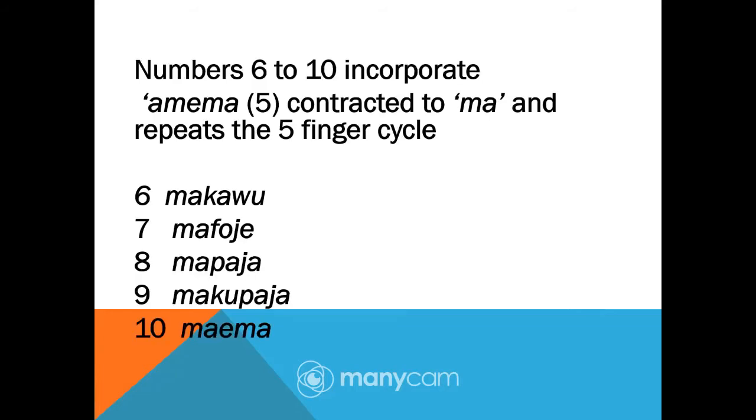Numbers 6 to 10 incorporate yama, which is 5, contracted to ma, and repeats the 5-finger cycle. So for 6, 7, 8, 9, 10, you get ma kawu, ma foye, ma paya, ma kupaya, ma yama.